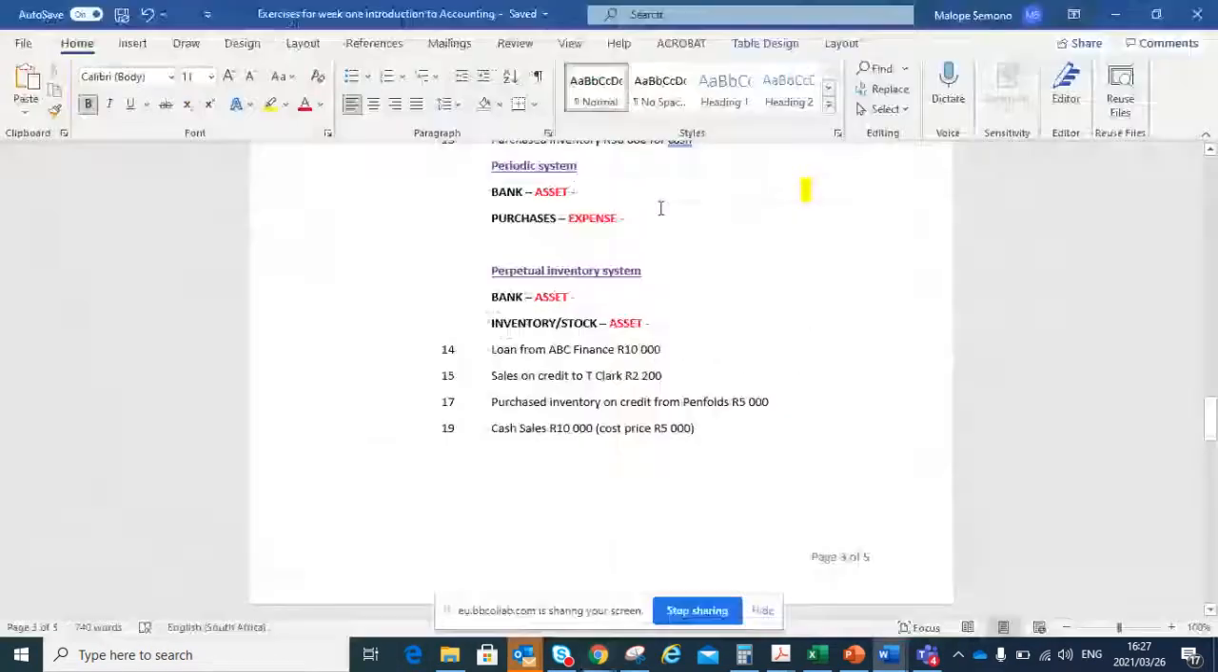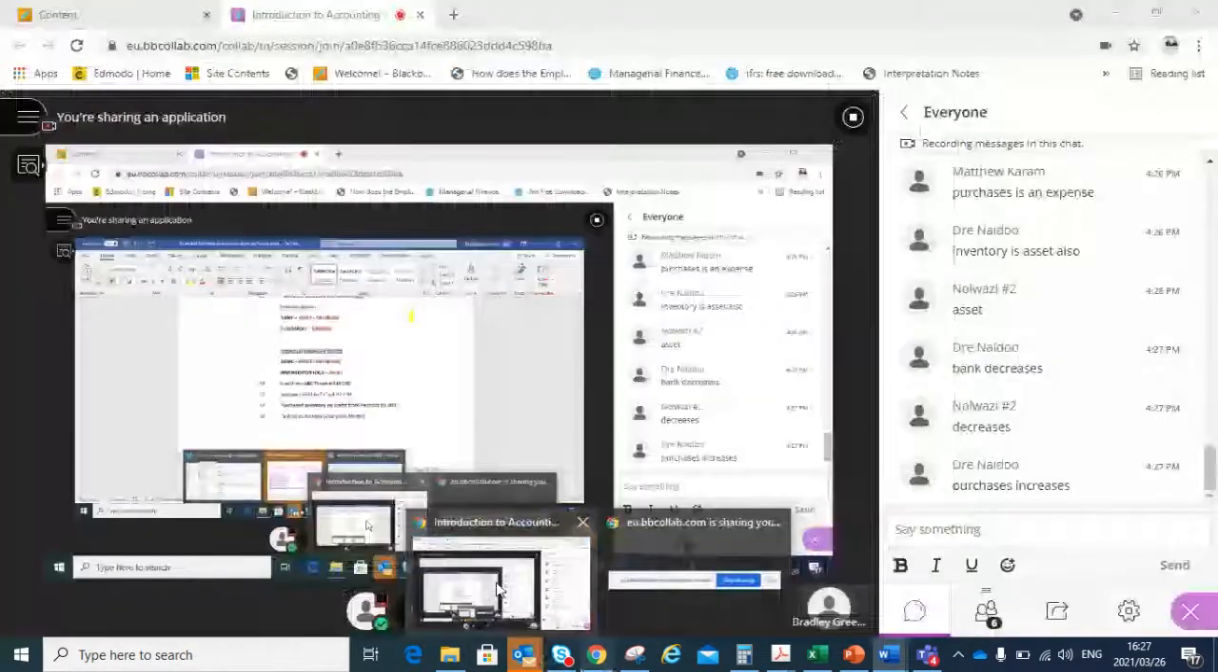Bank is decreasing. Thank you so much. I appreciate it. Bank is decreasing because obviously you are taking money from the bank because you are buying something. And then what about the purchases or inventory? Let's see. Purchases or inventory.